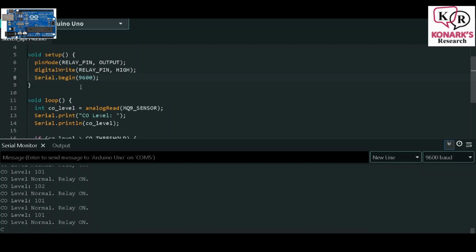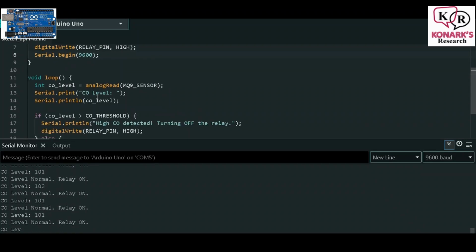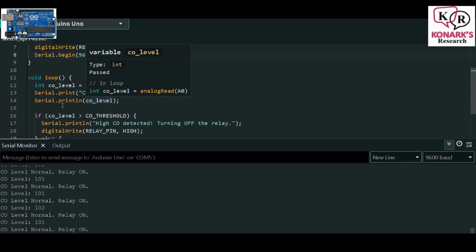The relay is turned on initially, meaning the heater is initially active. Serial communication is also initialized to allow the real-time monitoring of sensor data through the serial monitor. Next is the loop function. The main logic lies here.